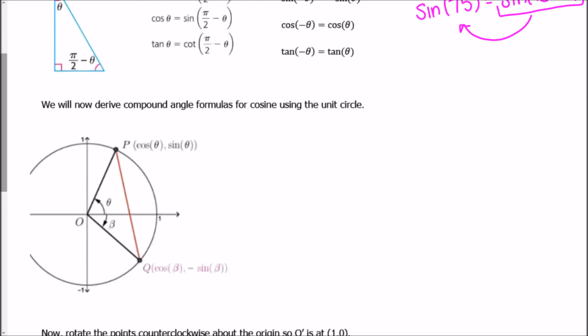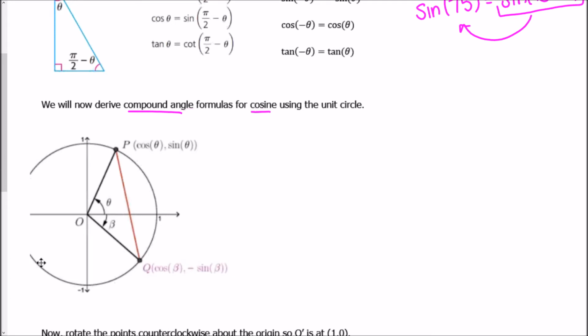So the first one we're going to do is derive the compound angle formula for cosine. And as always, everything comes back to the unit circle, so we're going to derive it from the unit circle. Let's take a look at this unit circle that we have here. This part is cut off, but you don't really need that part anyways.